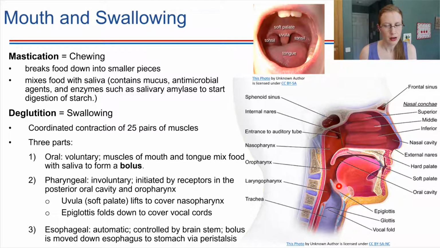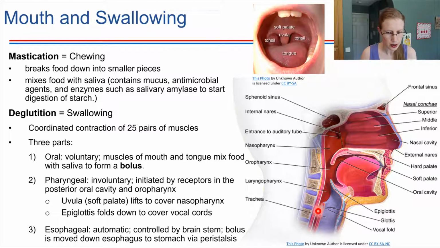So these are things that, right, you don't have voluntary control over. You can't think about moving your epiglottis. It just kind of happens when you swallow. And then once the food makes it past the epiglottis, now we're in the esophageal area, and this is where peristalsis takes over, which is also automatic. These waves of muscular contraction are going to work to carry the bolus of food down towards the stomach. So that's the mouth and swallowing.